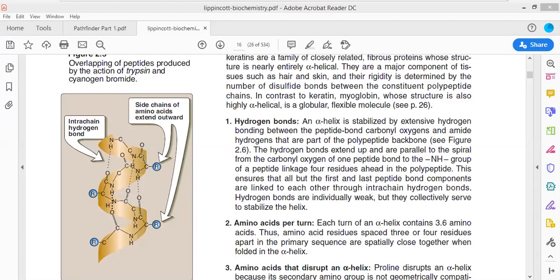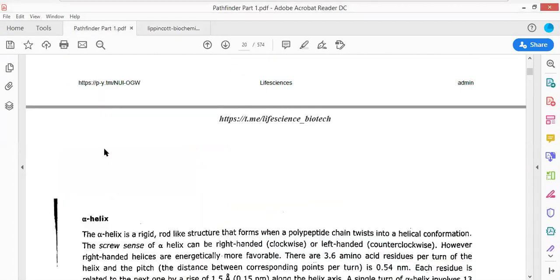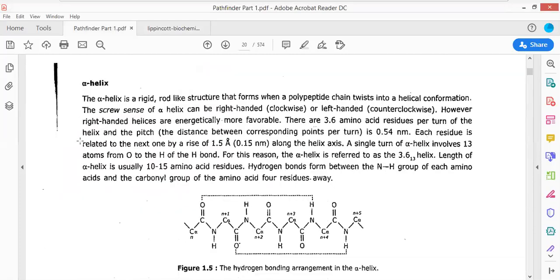Now let us look at what is given in Pathfinder, then we will go into detail with this Lippincott. So please, I'm just switching back to Pathfinder. You remember this particular structure because I will be talking about this particular structure a number of times in this alpha helix. Now see this. Alpha helix is a rigid rod-like structure that forms when a polypeptide chain is folded into a helical conformation.